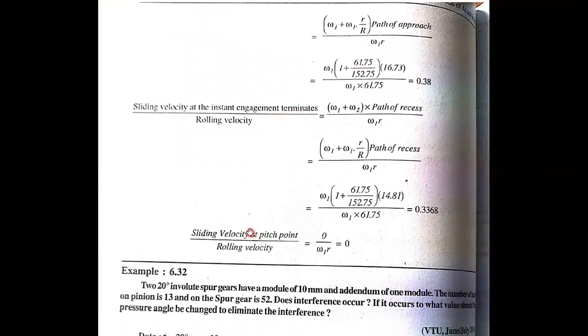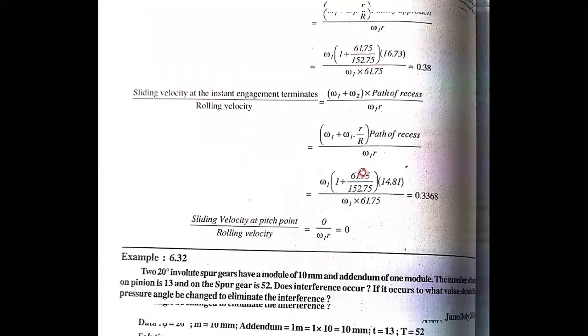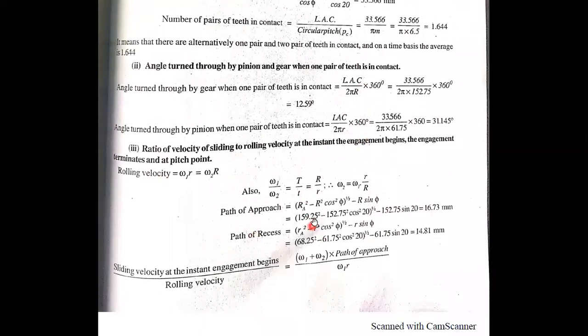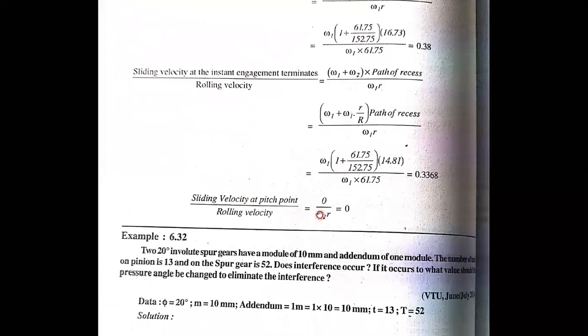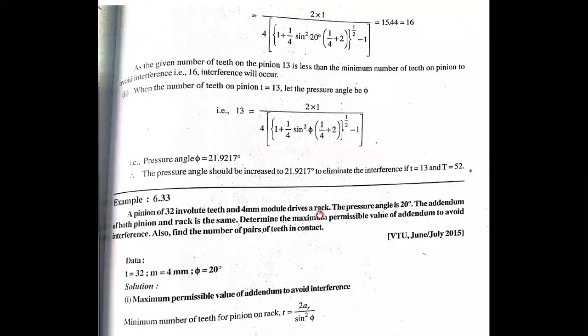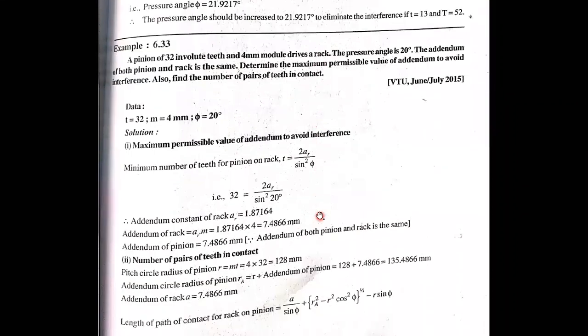Finally, at the pitch point. For the pitch point, that is sliding velocity at pitch point divided by rolling velocity. I already told you at the pitch point there is no sliding velocity, it is 0. Therefore, 0 divided by omega 1 r will get 0 only. So that is somewhat different compared to the previous problem. This is also one different thing here. So this is also very important. Problem 6.30 is also 3.1. It is an important problem. So the rest of the problems are the same thing.